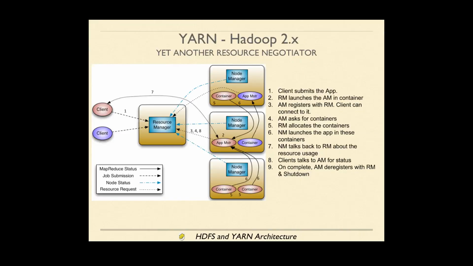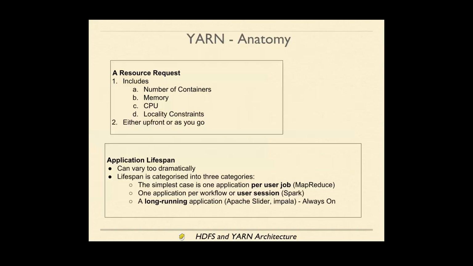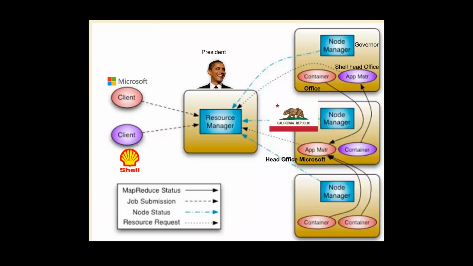And then the node manager launches applications inside these containers to get the actual work done. The node manager talks back to the resource manager about the resource usage, meaning each node manager informs the resource manager about its status, and the client keeps on communicating with the application master, meaning the head office, to monitor the state. Once the work is completed, the application master deregisters itself from the resource manager and shuts down. All right, so I hope this architecture is clear to everyone. It's a very broad level architecture, but this should be good enough for all of you.